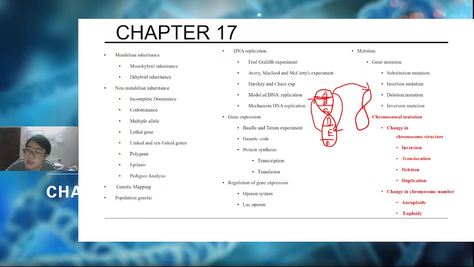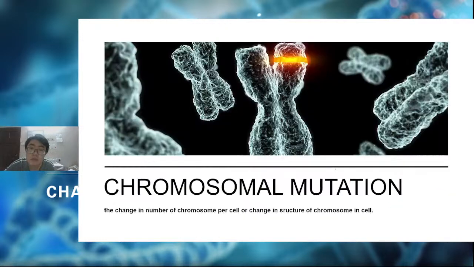For chromosome number, this means that the organism's chromosome number is changed. Like humans have only 23 chromosomes. But sometimes mutation will occur and make the human have only 22 or have 24, either minus 1 or add 1. So this is the chromosome number you have to learn, and it has 2 types, aneuploidy and euploidy. Firstly, this is the definition of chromosomal mutation: the change in number of chromosomes per cell, or also change in structure of chromosome.